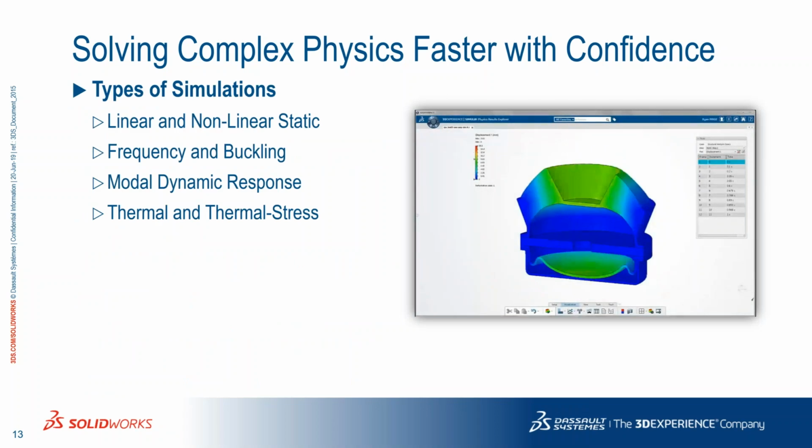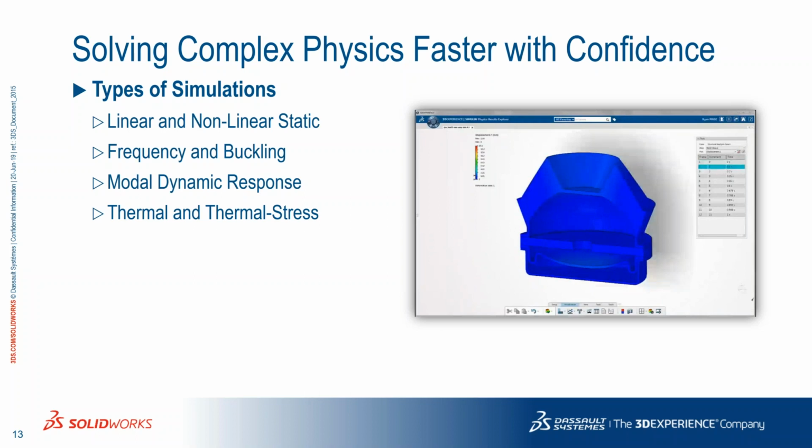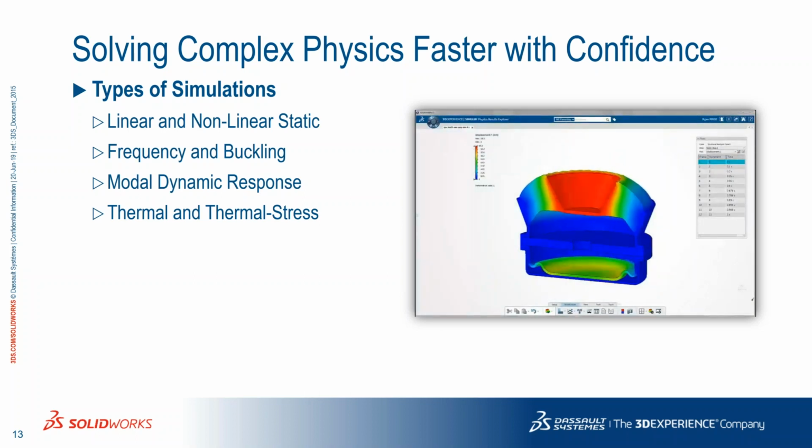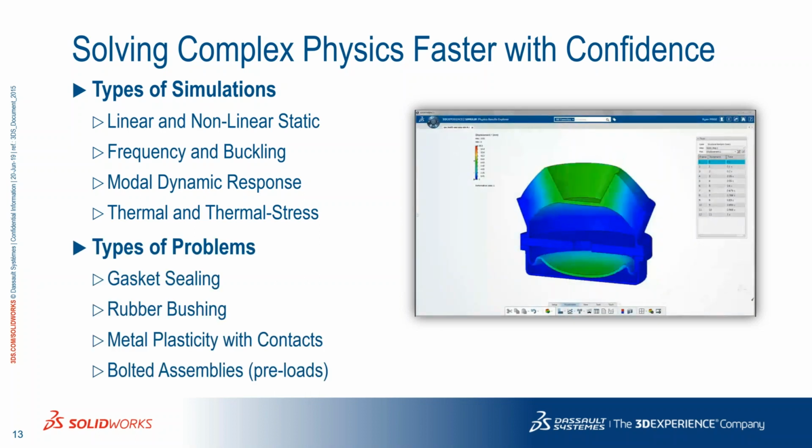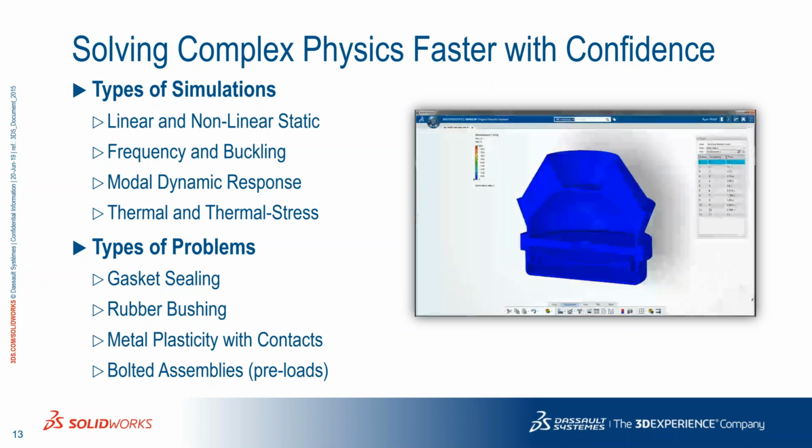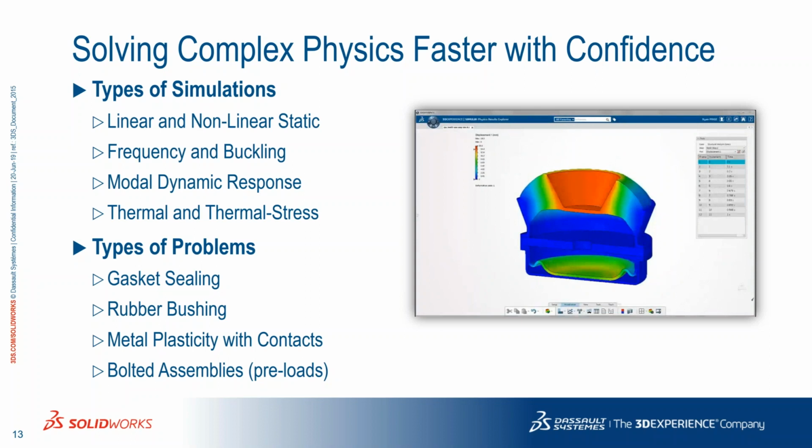From a type of simulation point of view, we can do linear and nonlinear static analysis. We can do frequency and buckling, of course. Also dynamic, linear dynamic analysis, and we will have a little bit more multiphysics in the future. We can resolve thermal and stress situations. Types of problems, for example, gasket sealing or rubber bushing. So all these kinds of things that are really complex to analyze in just a linear package. Also metal plasticity with a lot of contacts or bolted assemblies.